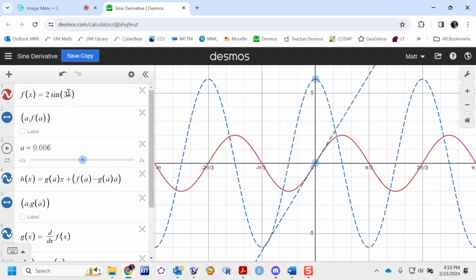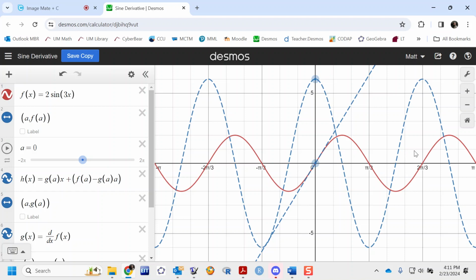I think the 3x adjusts our period by a factor of 3, right? So instead of a period of 2 pi, we get a period of 2 pi over 3. And sure enough, 2 pi over 3 seems to be the period it takes the original function to come back to where we started. It's also the period of the derivative, which should make sense, right? Because the slopes are changing periodically, as well as the value of the function.